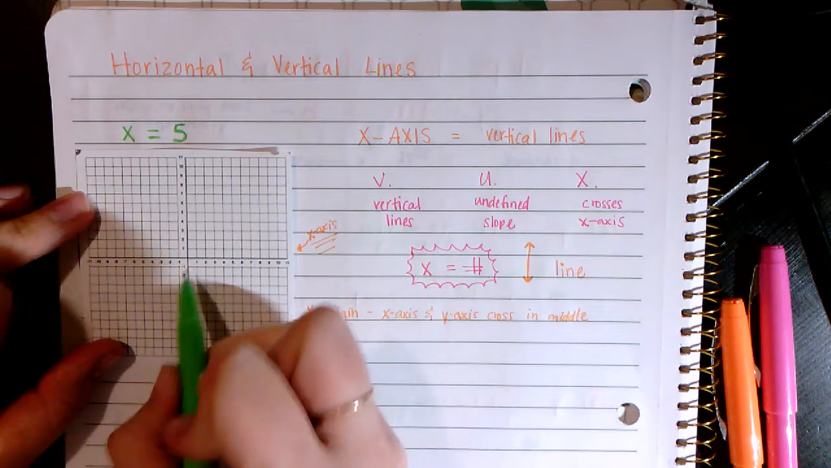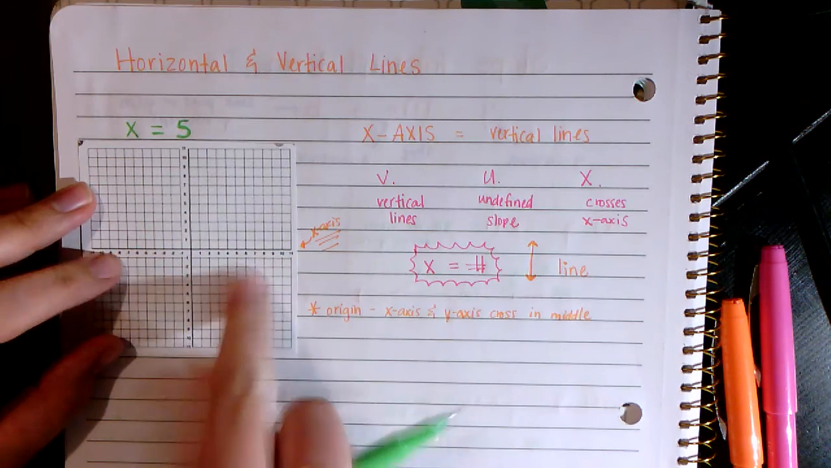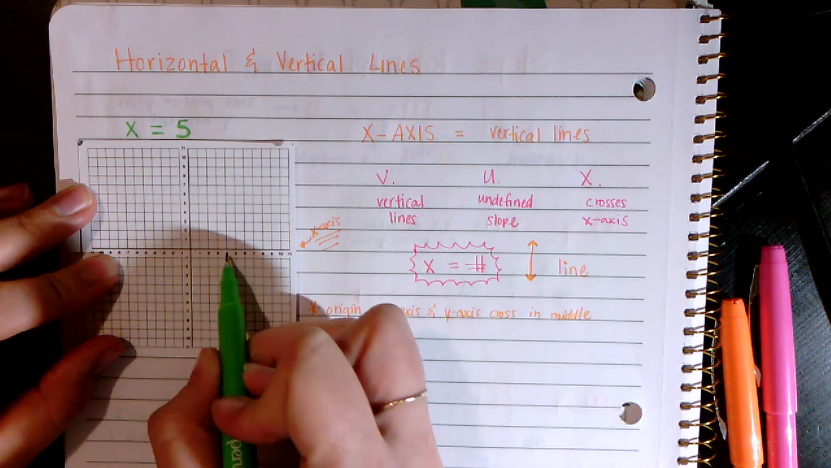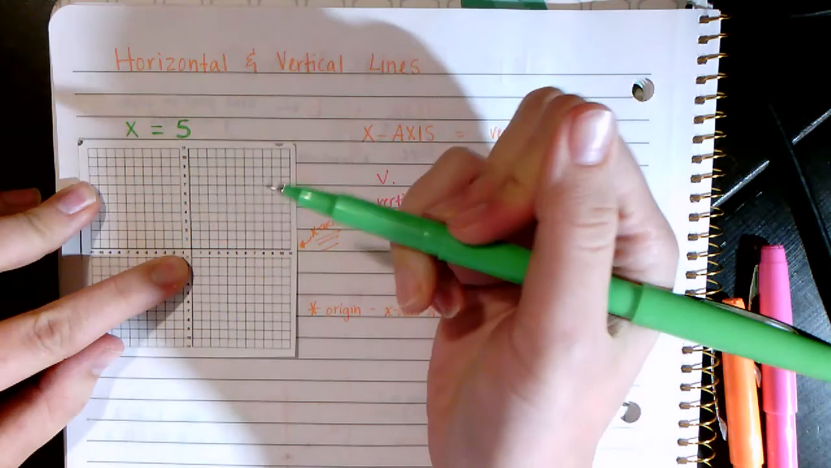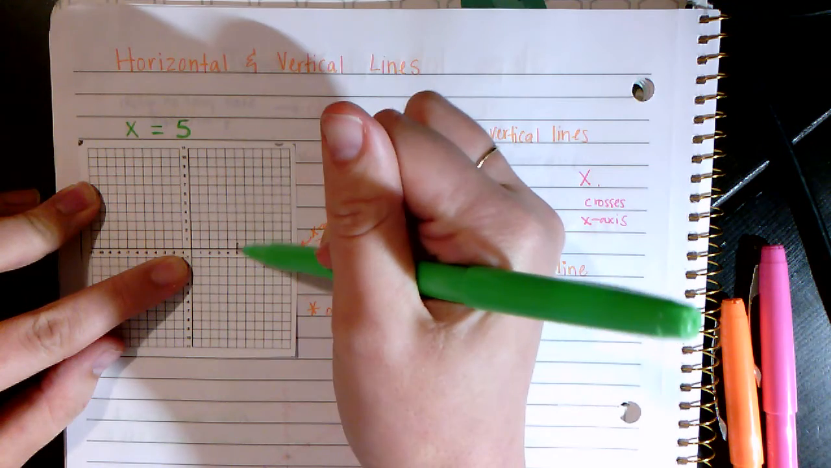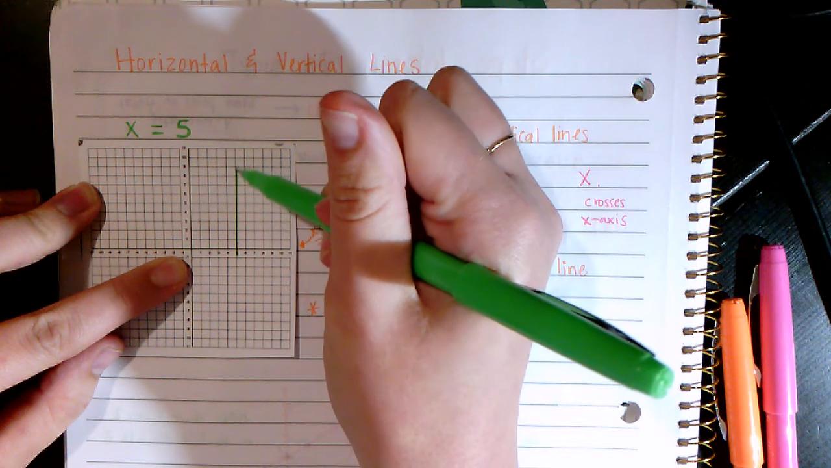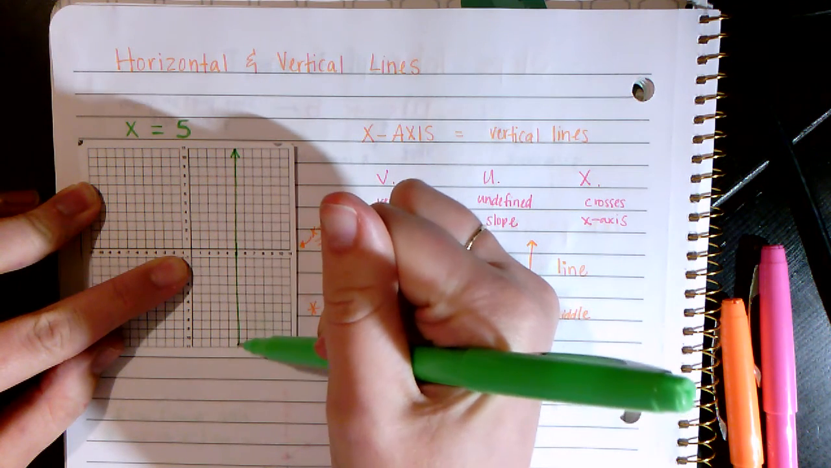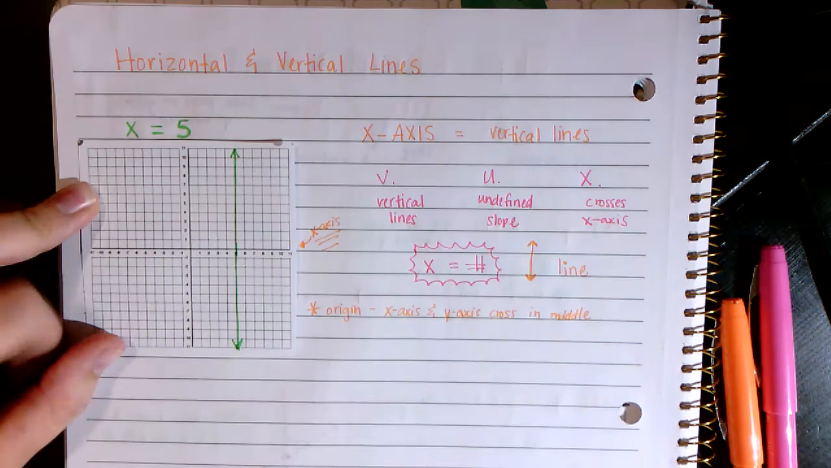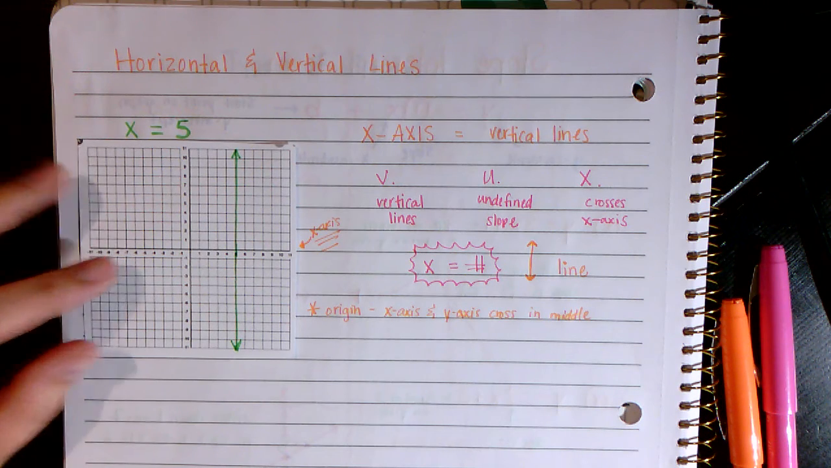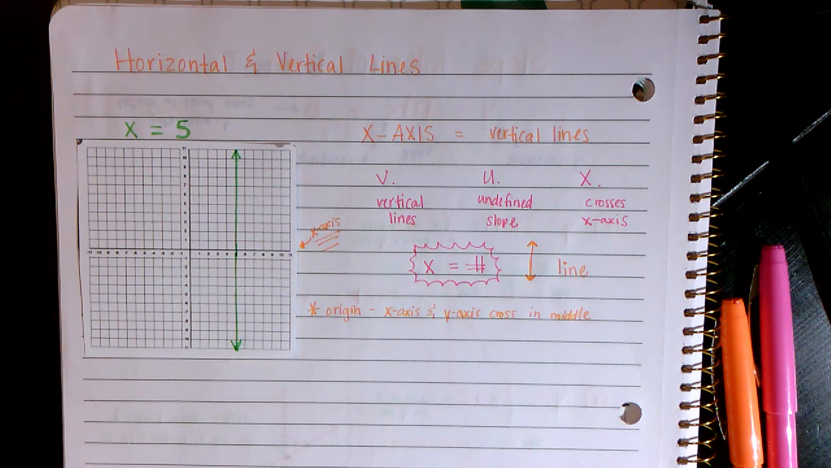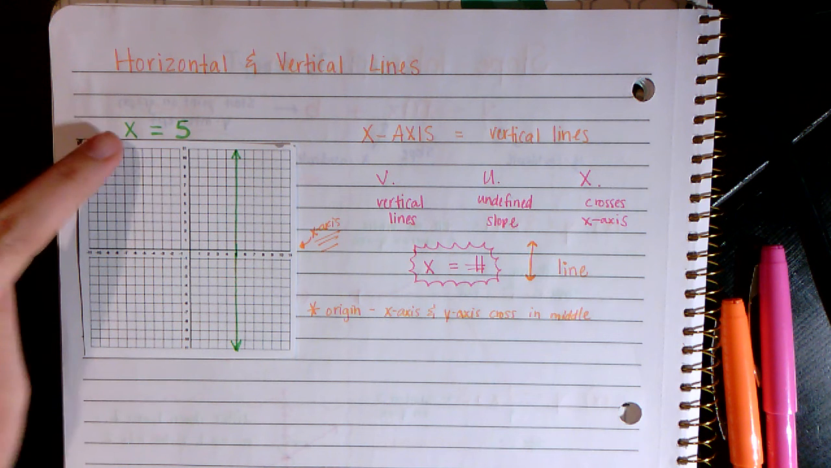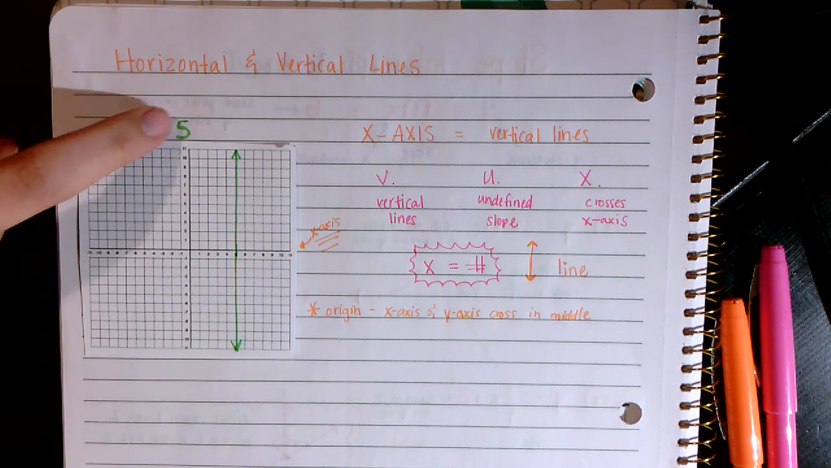So I need to go to 5 on the x-axis. Remember, this is my x-axis. So I'm going to go over to 5. 1, 2, 3, 4, 5. And all through that 5, I'm going to make a straight line. That is x equals 5. It's as easy as that. So whatever the number is and whatever the letter is, you need to go to this axis and draw a line at that number.